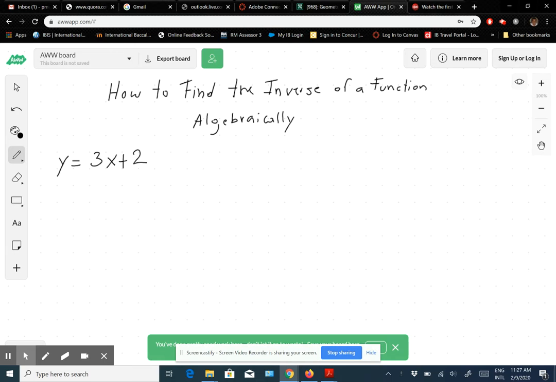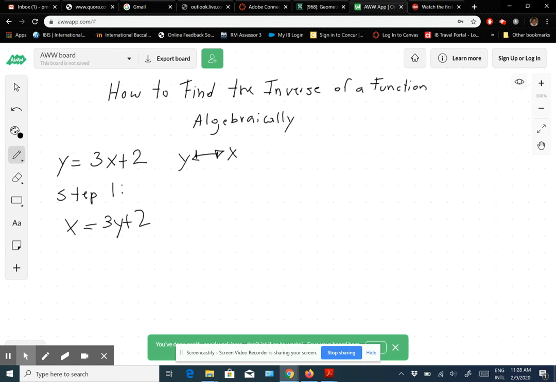There are two very simple steps to finding the inverse of a function algebraically. The first step is to do what we call the variable interchange. That means we change y for x. So step 1 would be x equals 3y plus 2.